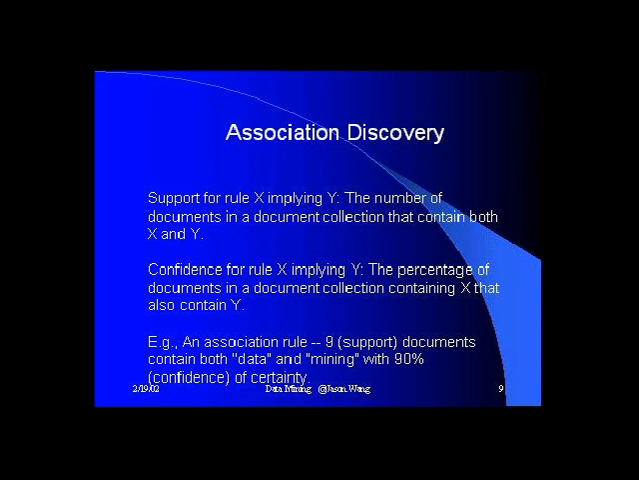For example, suppose we have association, data implying mining, and suppose the support is 9 out of 10 documents. So that means out of these 10 documents, 9 documents contain the keywords data and mining. So the rule is data implies mining, or data determines mining. That's the rule. And suppose I say that the support of this rule is 9. That means 9 documents in my database contain both the keyword on the left-hand side of the rule, which is data, and also the keyword on the right-hand side of the rule, which is mining.